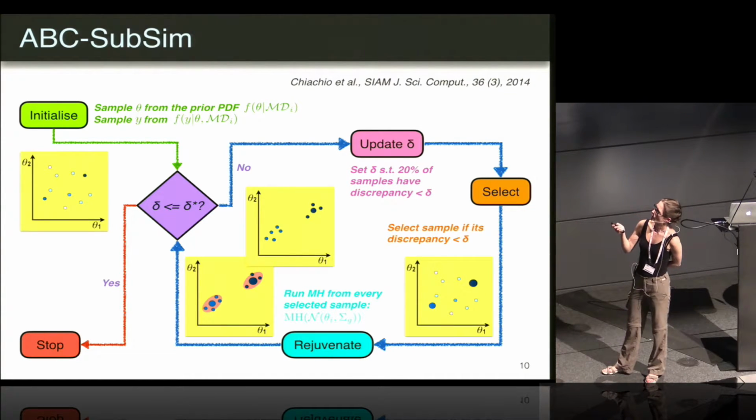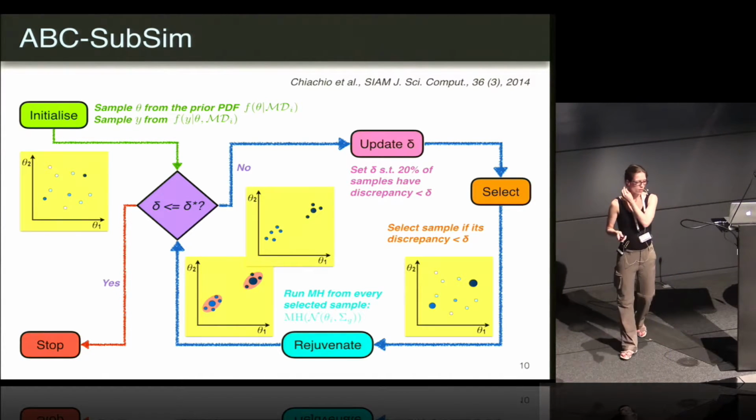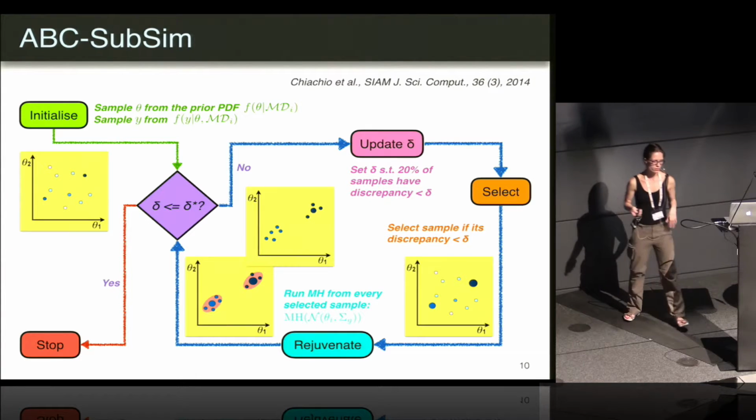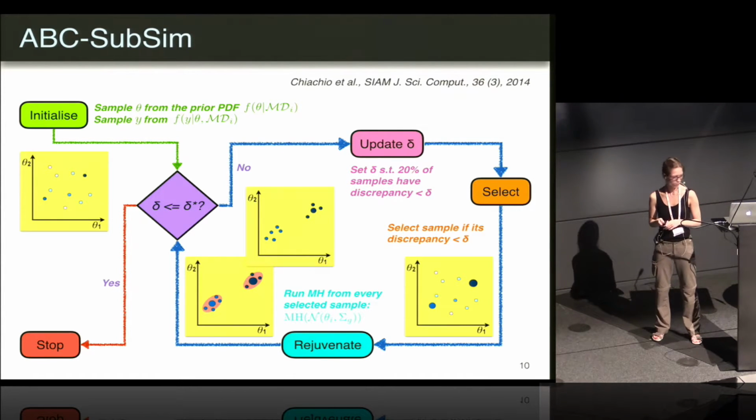So from the selected samples, we rejuvenate the population. So we run Markov chain Monte Carlo, which you can see here. We get a new population. And again, we get some new tolerance delta defined by the 20% of the discrepancy array. So if it's smaller than we want, then we are fine and we stop. So that's how it slowly goes. Yeah, so that's the method which we will use.